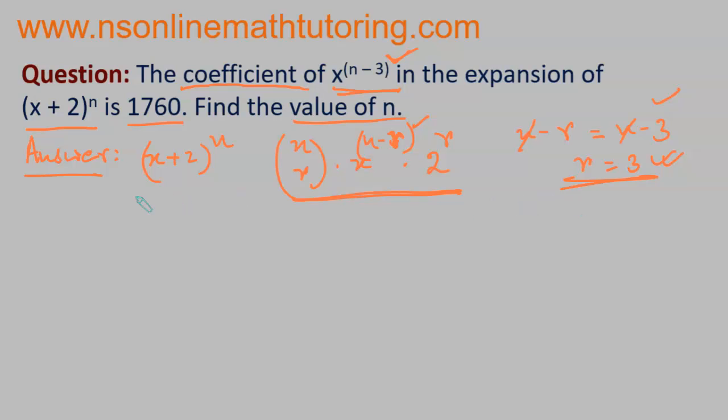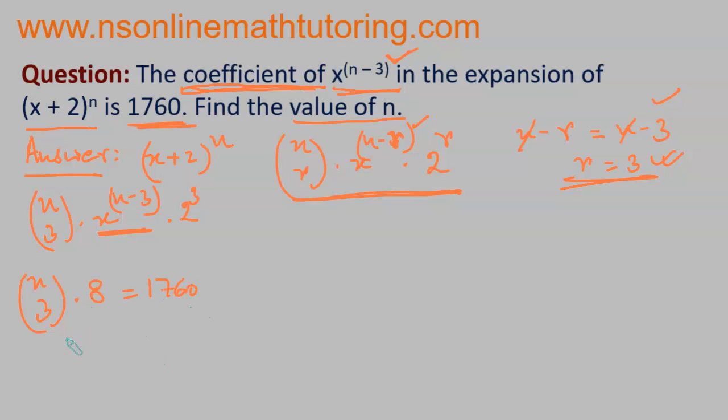So we can write 3 in place of r. It is nC3 x to the power of n minus 3 and 2 raised to the power of 3. And they are saying the coefficient of the term. The coefficient will not include the x part. So we take the coefficient. The coefficient is nC3 times 2 to the power of 3, which is 8, is equal to 1760.